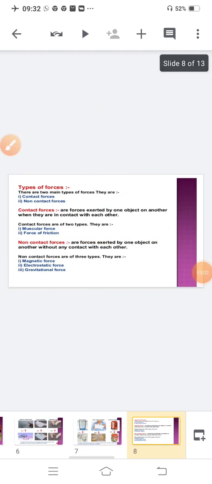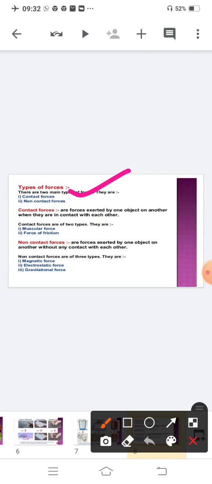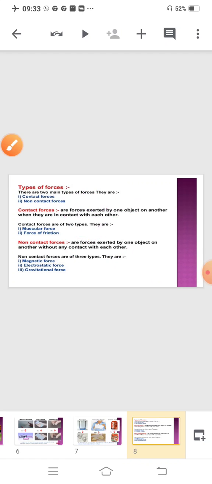Now, types of force. Basically, force can be broadly classified into two types. Number one, contact force. Number two, non-contact force. Further, contact force is divided into two types: muscular force and force of friction. And non-contact force is divided into three types: magnetic force, electrostatic force and gravitational force.